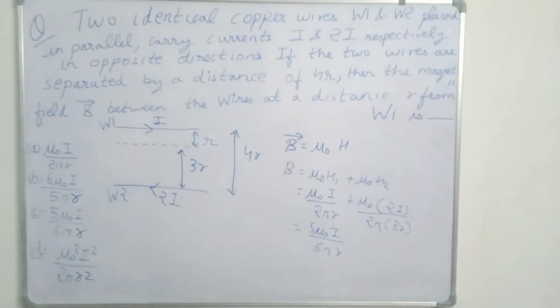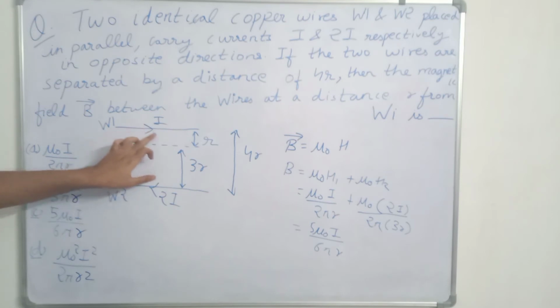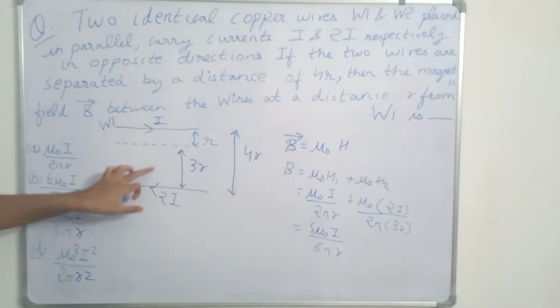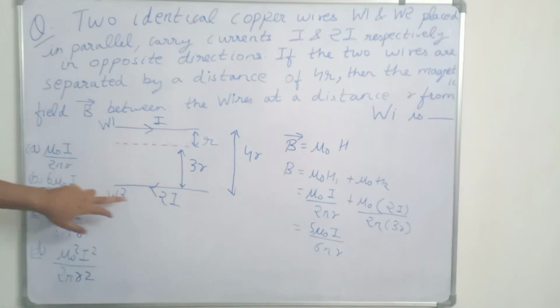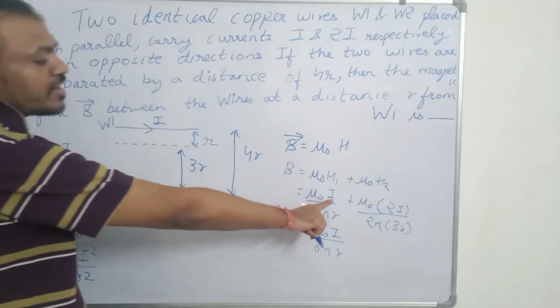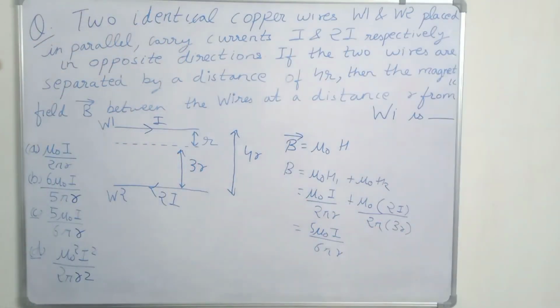So this was a very easy question. We just have to remember that the magnetic field always adds up in the center. W1 and W2 are two current carrying wires, and we have to find the magnetic field in the center at a distance r from W1 and at a distance 3r from W2. So we added both the magnetic fields, mu naught I upon 2 pi r and mu naught 2I upon 2 pi into 3r. So the correct answer will be 5 mu naught I upon 6 pi r. So the correct option is option C.